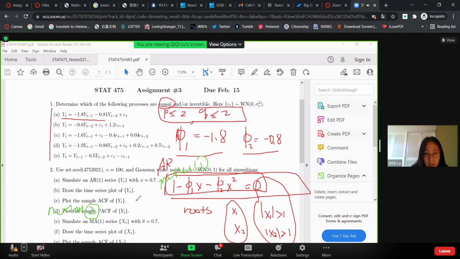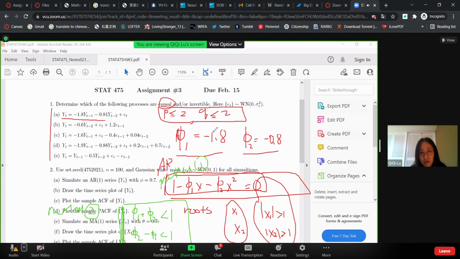we have 3 conditions. So you check phi1 plus phi2, if this is less than 1. You check phi2 minus phi1, and see if this is less than 1. And then you check if phi2's absolute value is less than 1. So check 3 conditions. If all 3 conditions are satisfied, then the time series is causal.